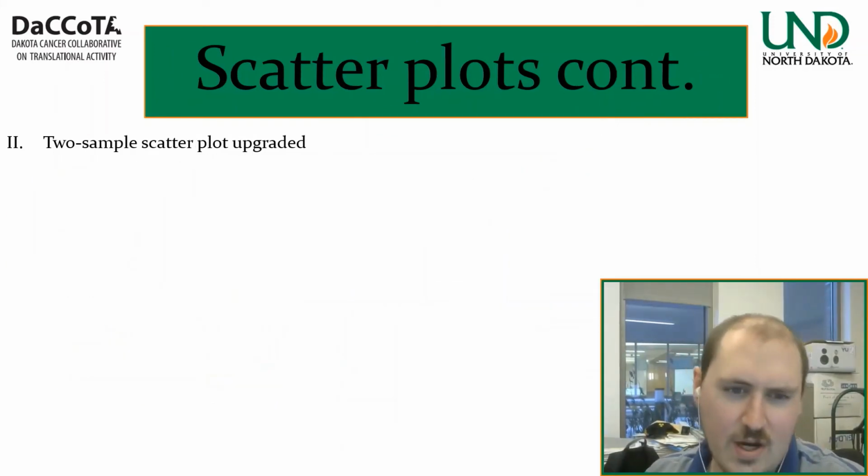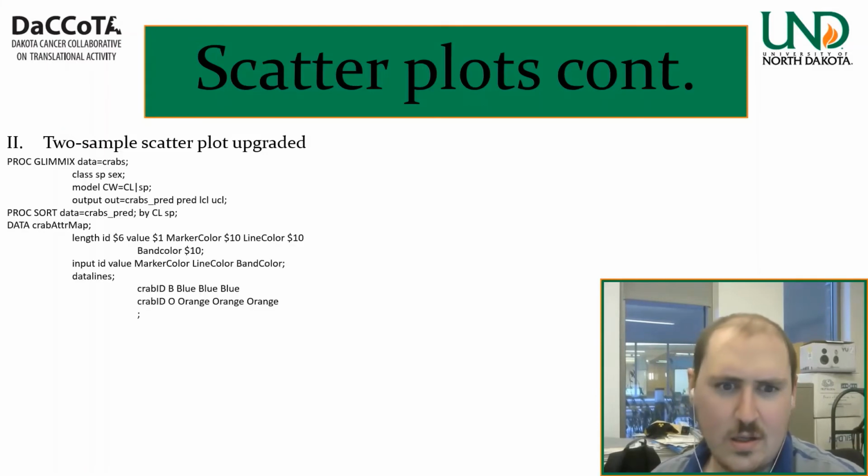All right, I know you've not had enough of scatter plots. I know you're thirsty for more, so let's look at two sample scatter plots. So we'll get to Proc Glimmix again with our crab data set. You can actually ignore this here. We didn't ultimately use this, but again, our class variables, and then our model, our Y variable, and our X variable, and then this is our categorical variable here. Our output is crabs pred. Again, we need to sort it so it doesn't get weird.